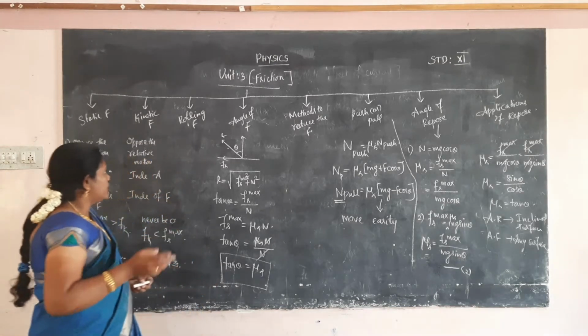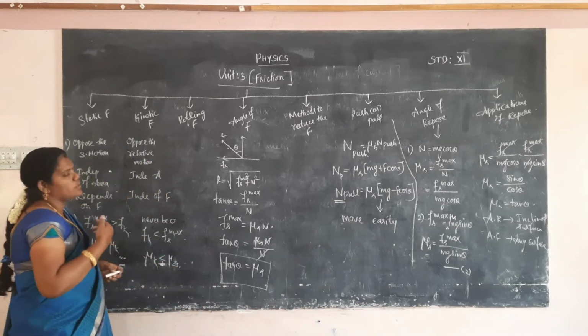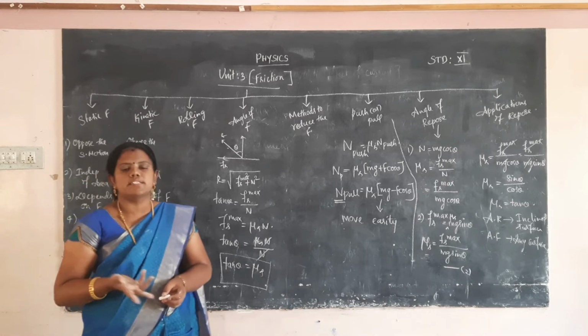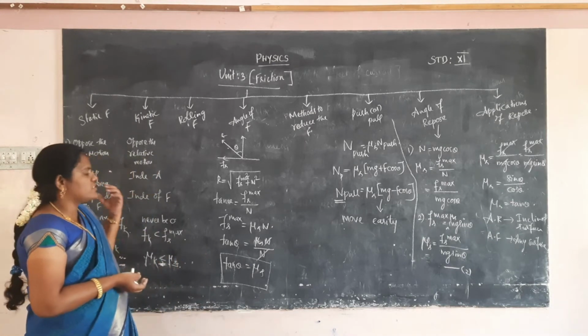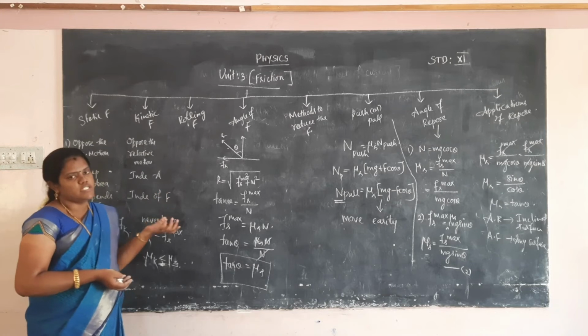Okay, so there are 3 types of friction. One is static friction, one is kinetic friction, and the third one is rolling friction. So these 3 frictions are used in physics phenomena.